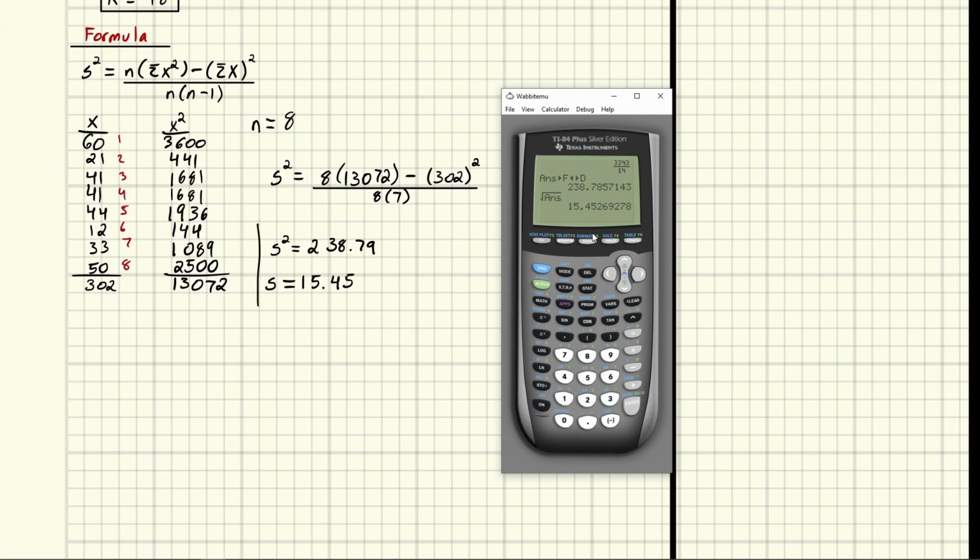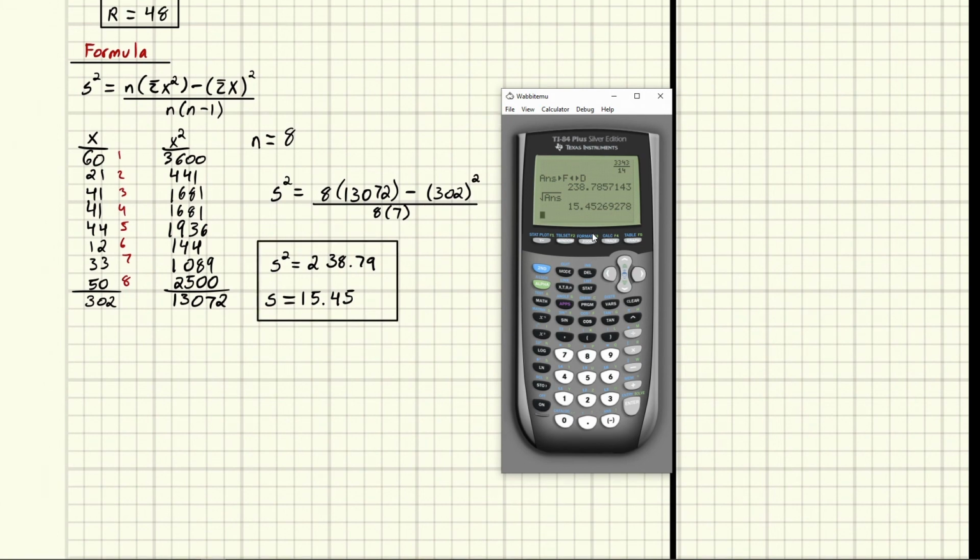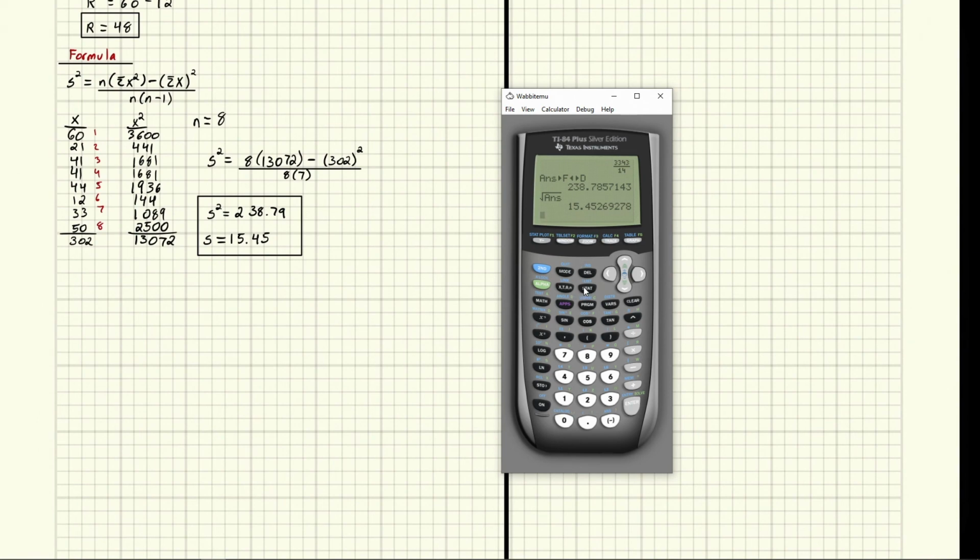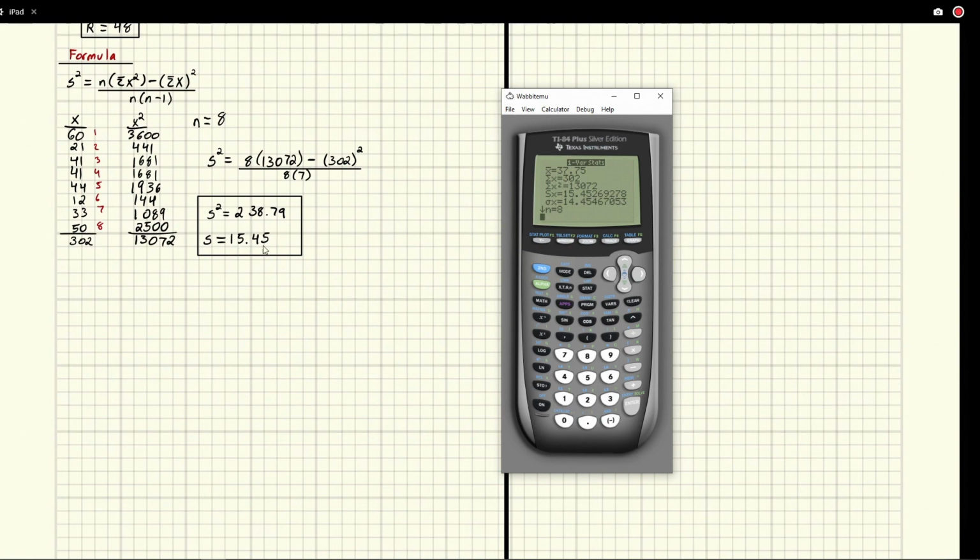Now this is the result of our calculations by hand. So to do this by the calculator, all you've got to do is first make sure you've got your numbers in your list, like we already have. Then we're going to go to calculate, one var stats, just like before. Make sure your list is selected and that the frequency list is blank. Hit calculate, and it will give you Sx. Look at that. It's right there. 15.45. Exact same thing we got.